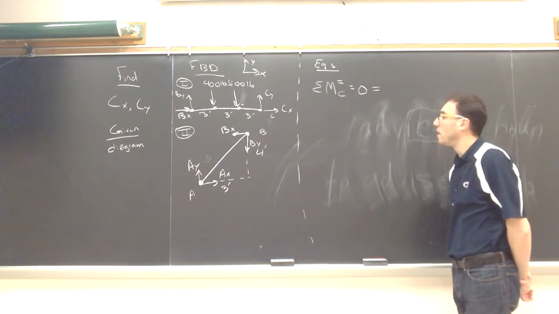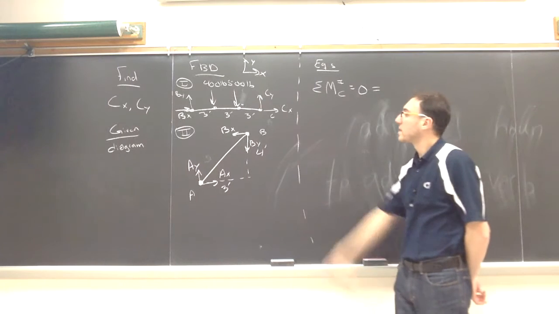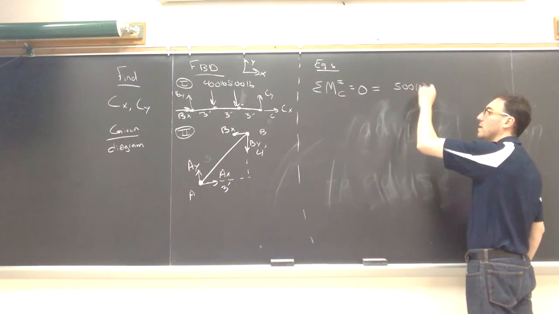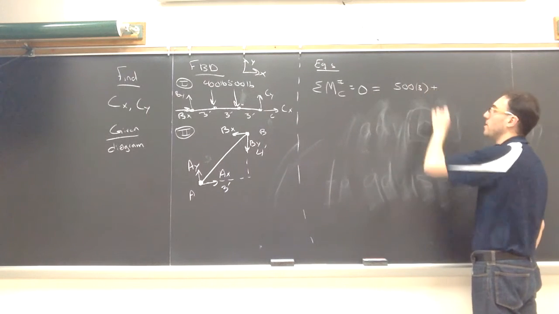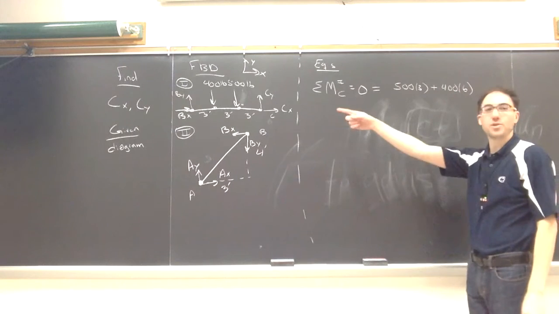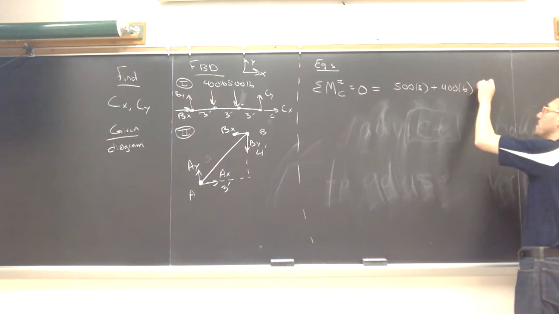By summing moments around C, I'll get 500 times 3, positive, plus 400 times 6, and the way I drew it in picture 1, minus 9 BY.